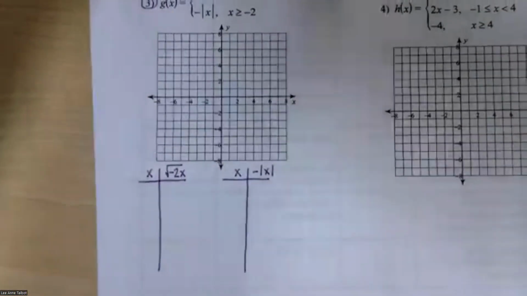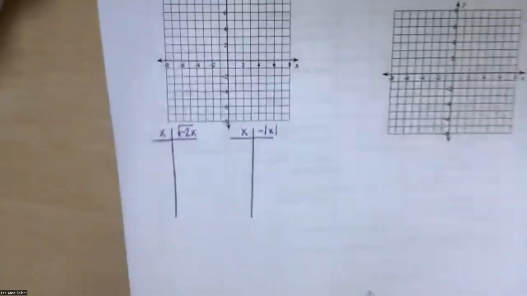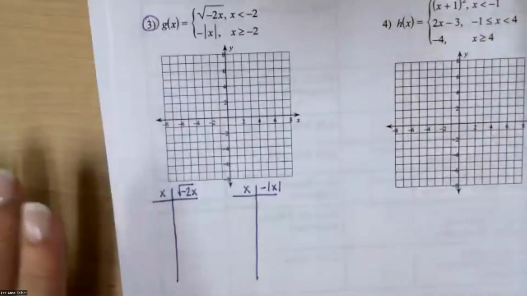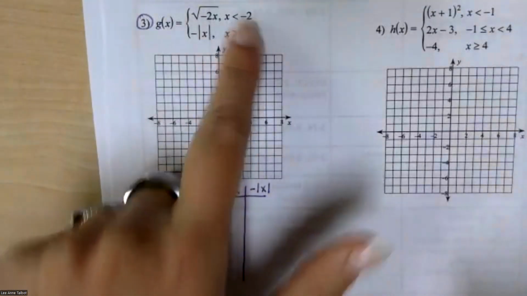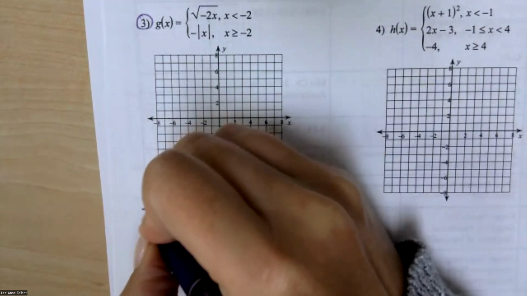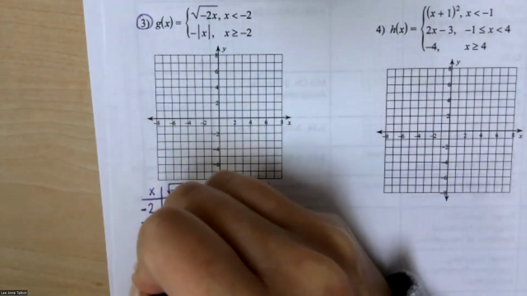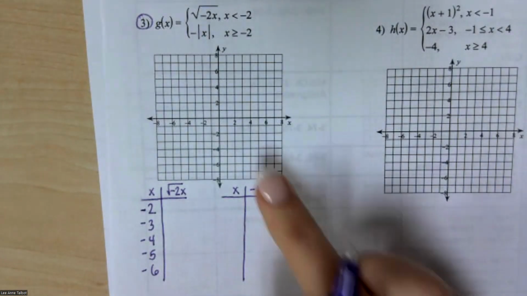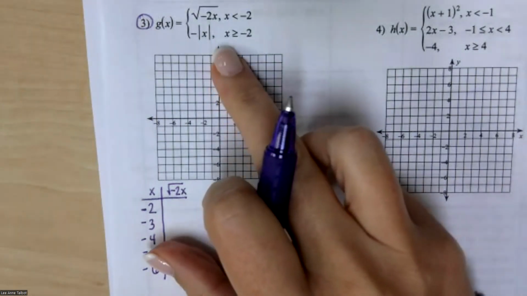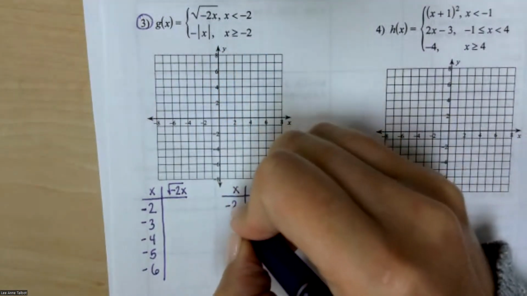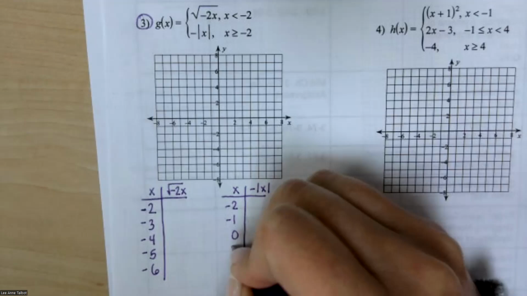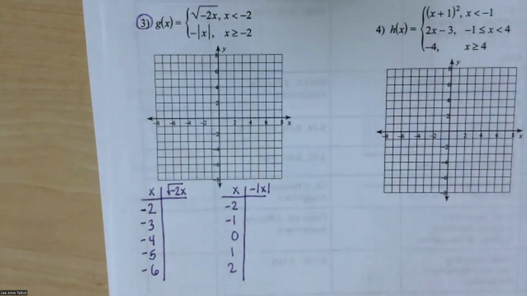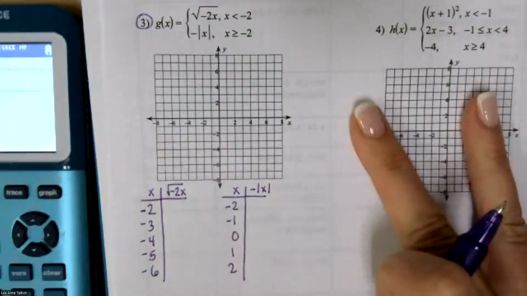Now, what part of the table do we want to look at? Hold on. This is less than negative 2. So I'm going to go negative 2 less, less, less, less. And the second piece says that x is greater than or equal to negative 2. So negative 2 greater, greater, greater, greater. All right.